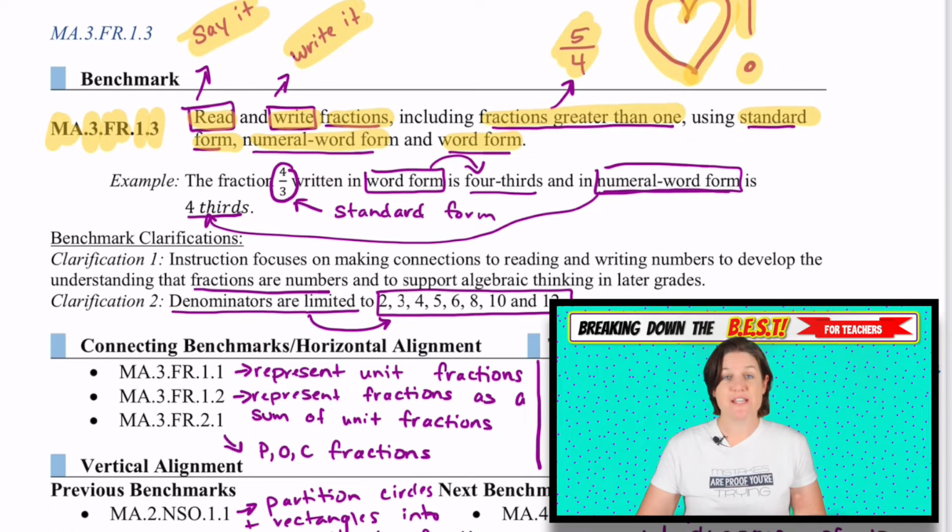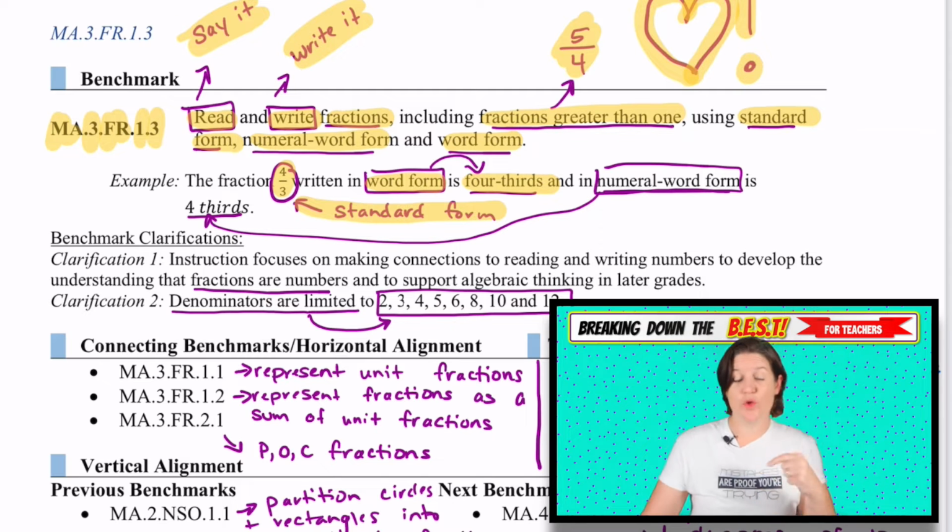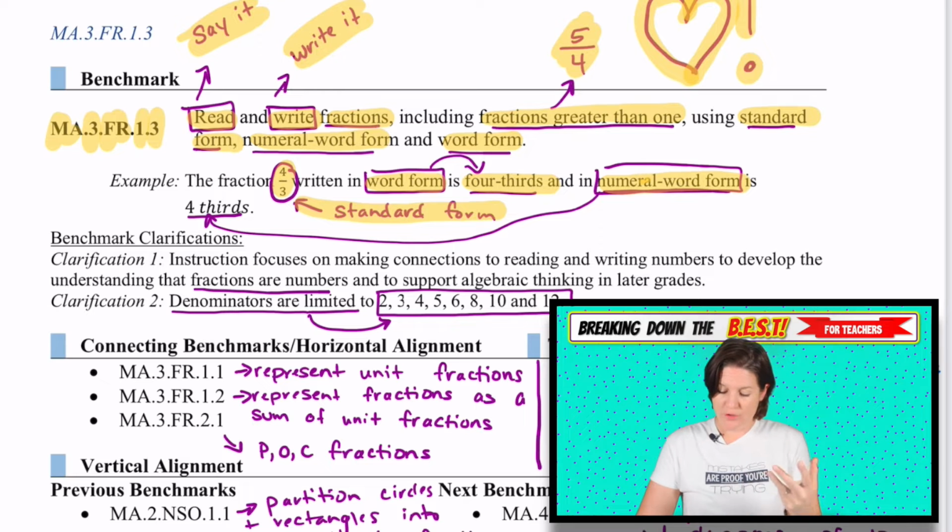Love it. So in the example it says the fraction 4/3, this is the standard form, the standard way that we would write fractions, can be written in word form as four thirds, and then in numeral-word form, which is writing it as a number and then words. Numeral-word form would be 4. There's our numeral, and thirds, there's our word, okay?